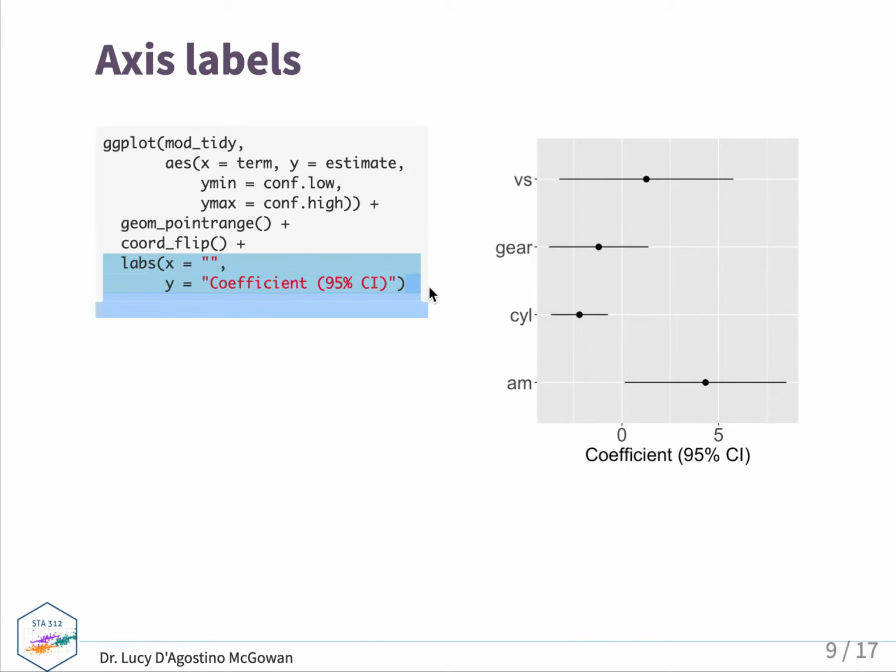And so you've got to think through the flipping a little bit. Maybe you can do the flipping as your final step so that you can keep that all straight. And because it's kind of obvious that these are terms, I'm going to just get rid of that axis label. And then down here, I'd like to indicate that these lines are telling us the coefficient along with the 95% confidence interval.